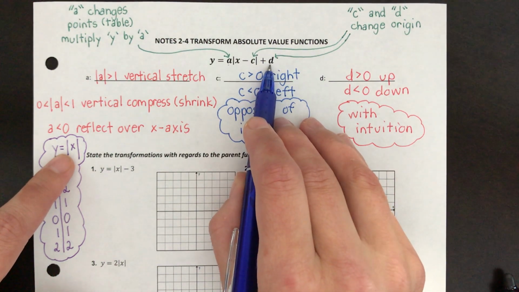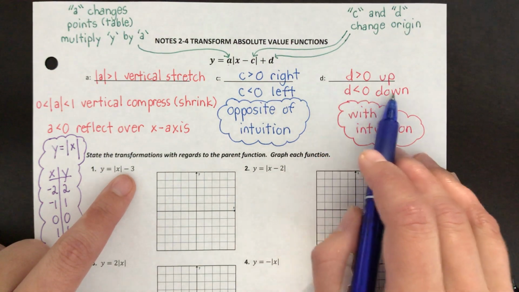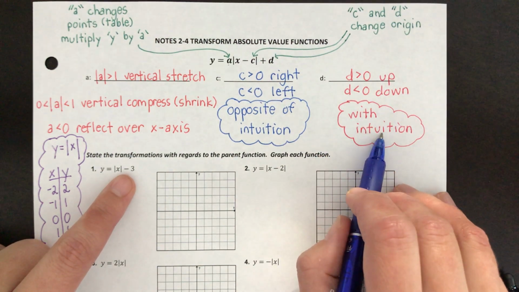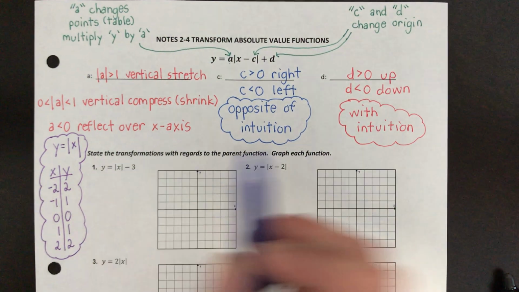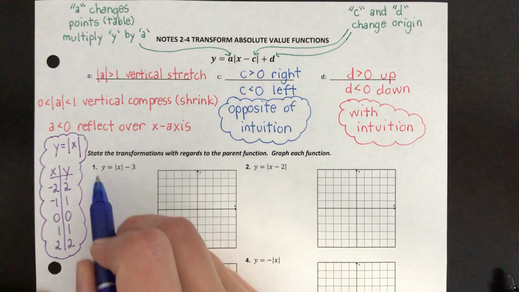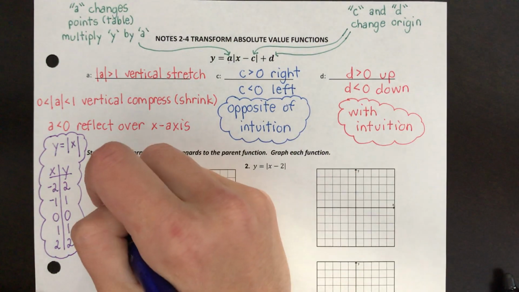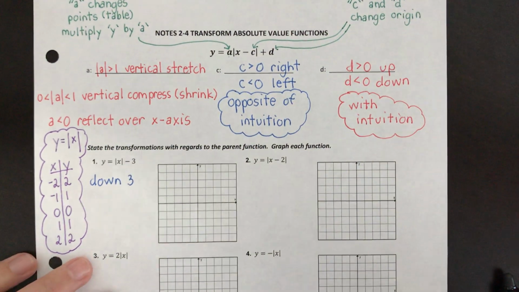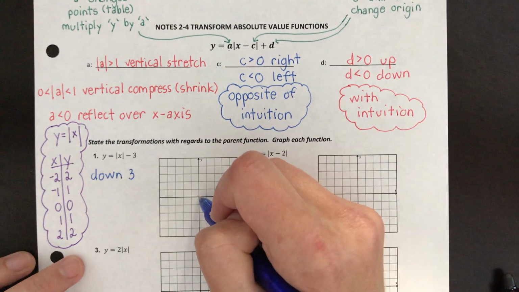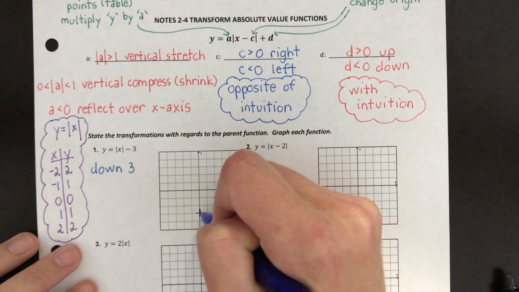That's a D value. Okay, and when D is less than 0, we go down. That makes sense. That's with our intuition. That's how we would think. If I saw this -3, I'm thinking if my choices are up or down, I'm thinking minus is going to move me down. So that's with intuition, that's how I think. So the -3 shifts the graph down 3. And what that means is I'm going to literally pick up my origin and I'm going to move it down 1, 2, 3. So here's my new origin.